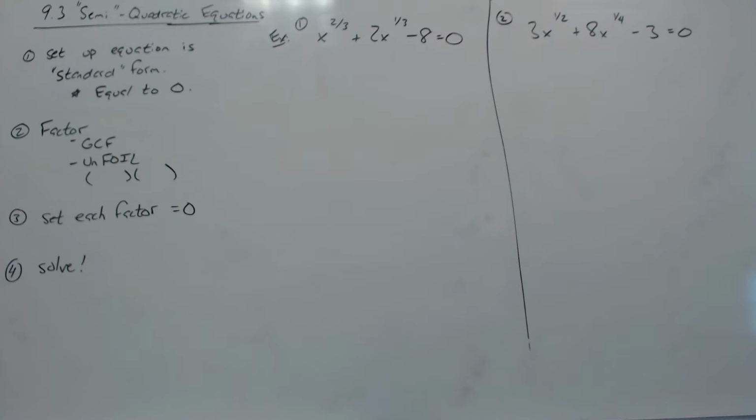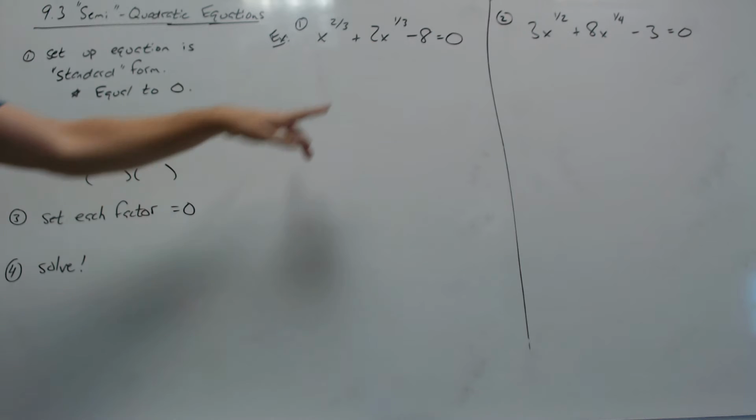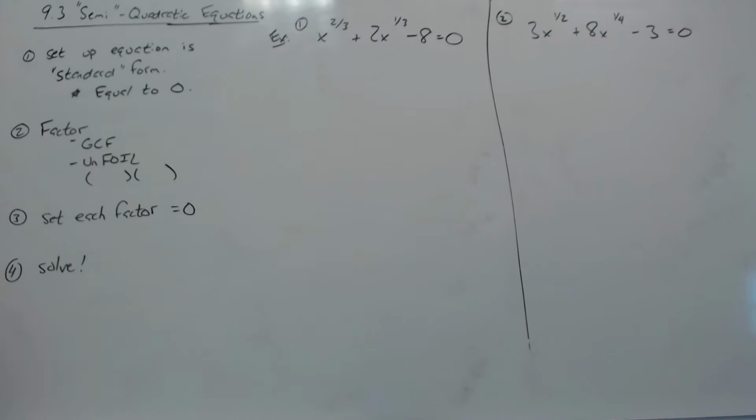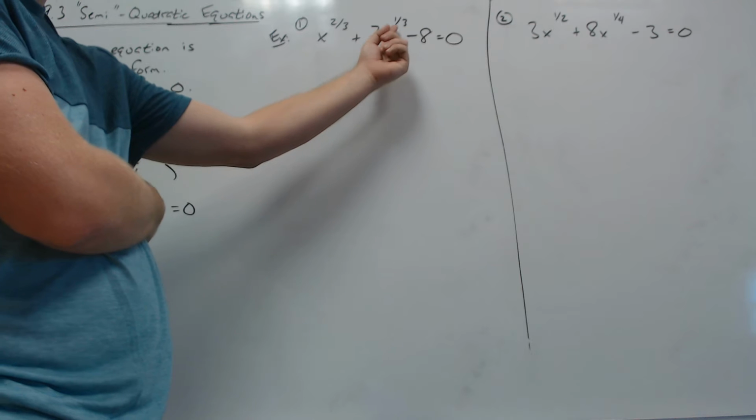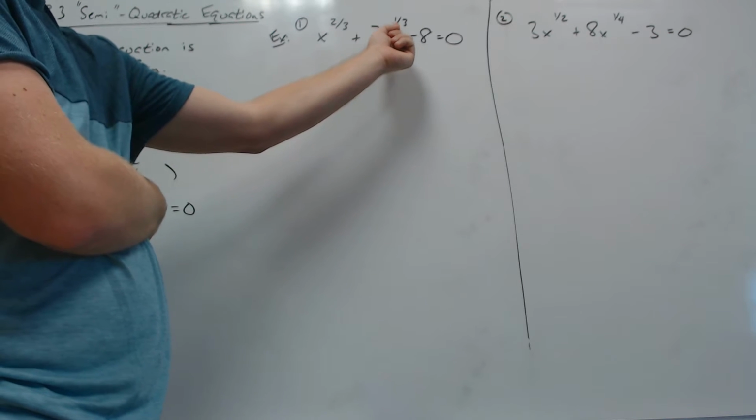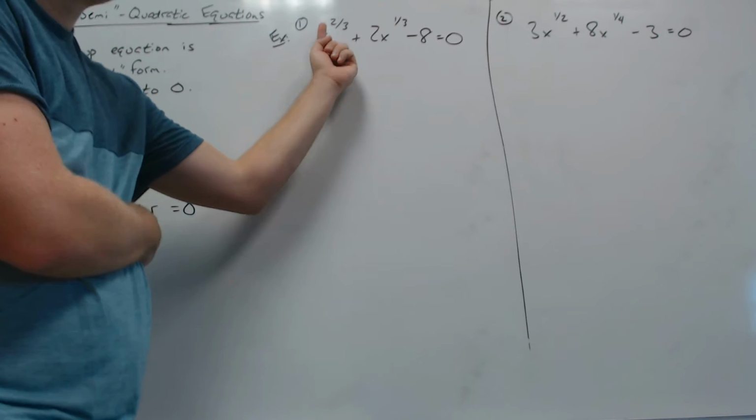To finish up 9.3, we're just going to look at some semi-quadratic equations. But now our exponents are rational, not whole number powers. But notice they still fit how I describe semi-quadratics in that the powers are double each other. Okay? My middle power is 1/3. Double that, it's 2/3.